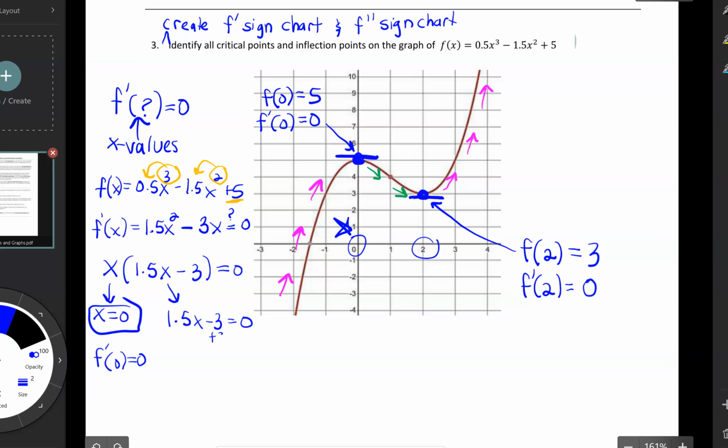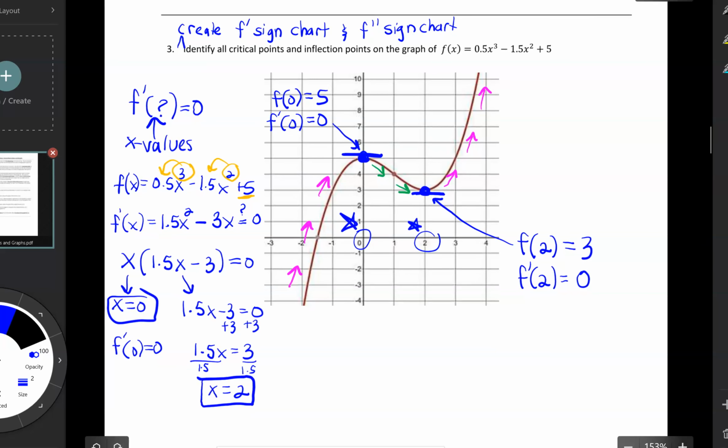So I would add the 3 to both sides. Divide by 1.5. And I get x is 2. Wasn't that my other x value there? So if I put a 2 into the derivative, I'm going to get a 0 out.